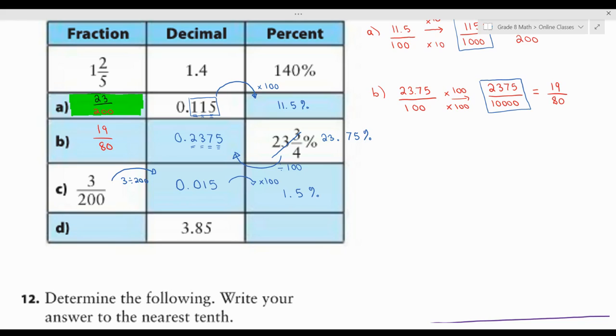Last question for 9. Question D, they give you the decimal is 3.85. So let's go to the percent first. To times that by 100. That's going to be the same as 385%.